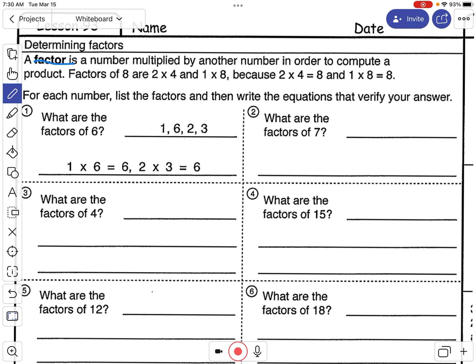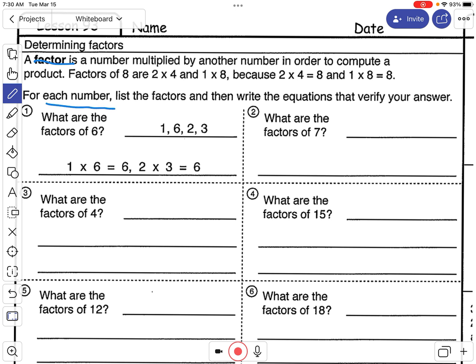The factors of 8 are 2 times 4, or 2 and 4, and 1 and 8, because 2 times 4 is 8 and 1 times 8 is 8. So the factors of 8 are 1, 2, 4, and 8. Another way to think of it is that 8 can be evenly divided by 1, 2, 4, and 8. 3 is not a factor of 8 because you can't evenly divide 8 by 3. All right, so these are numbers that can be evenly, perfectly divided into another number.